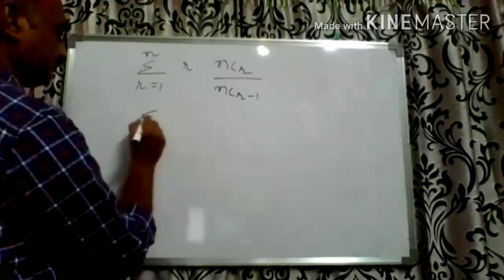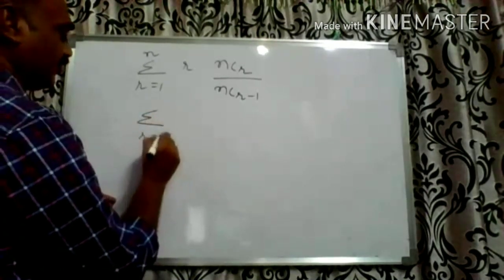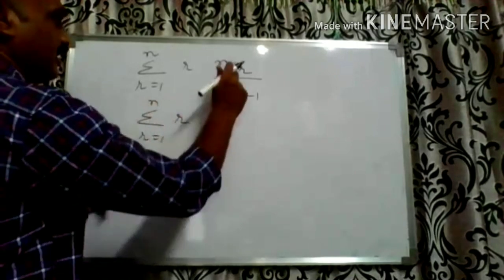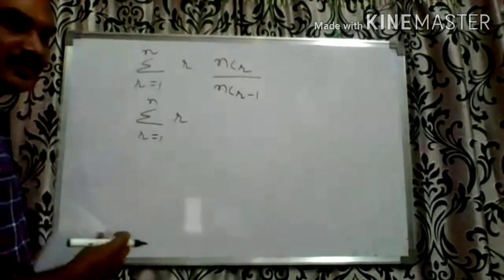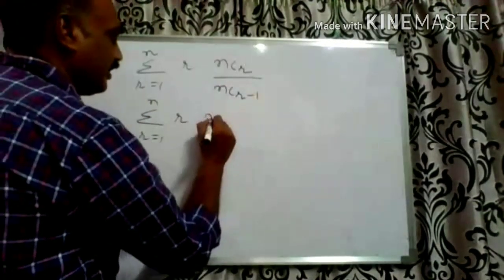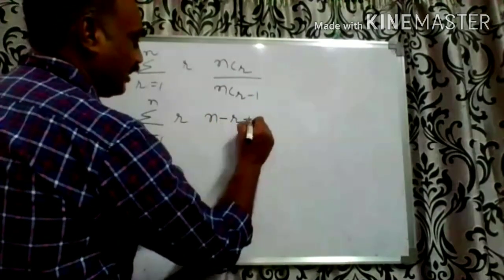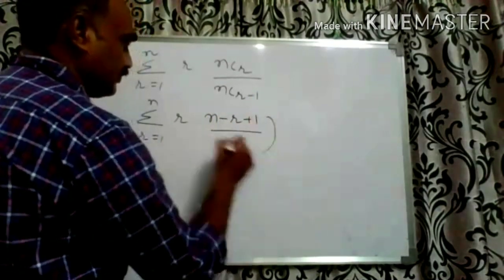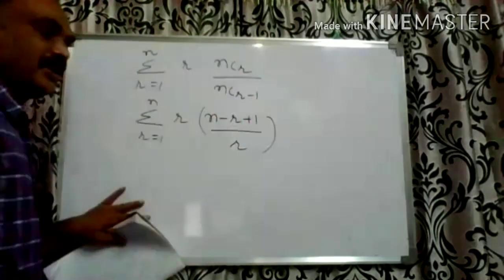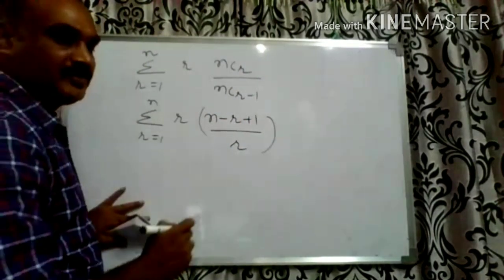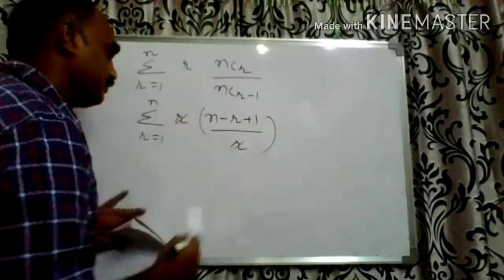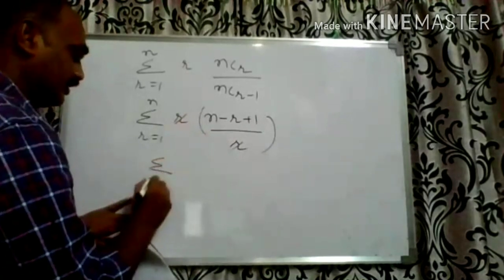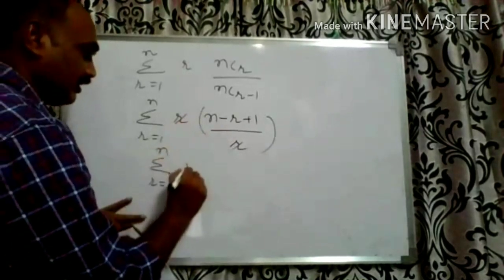Sigma R is equal to 1 to N, R into NCR by NCR minus 1 is equal to, formula: NCR by NCR minus 1 is equal to N minus R plus 1 by R. So R gets cancelled. Sigma R is equal to 1 to N.